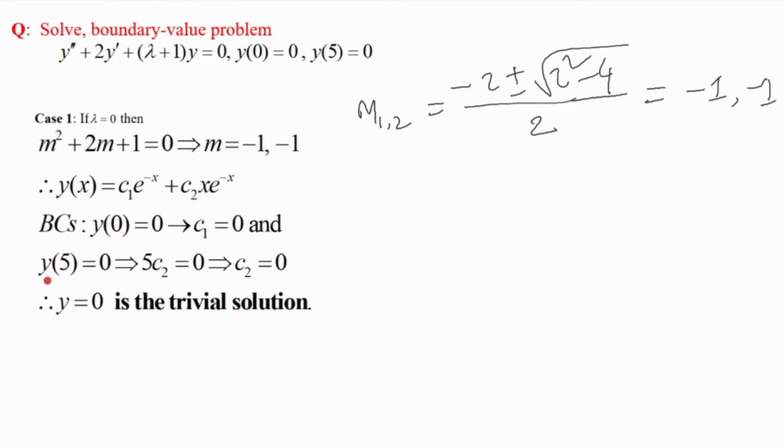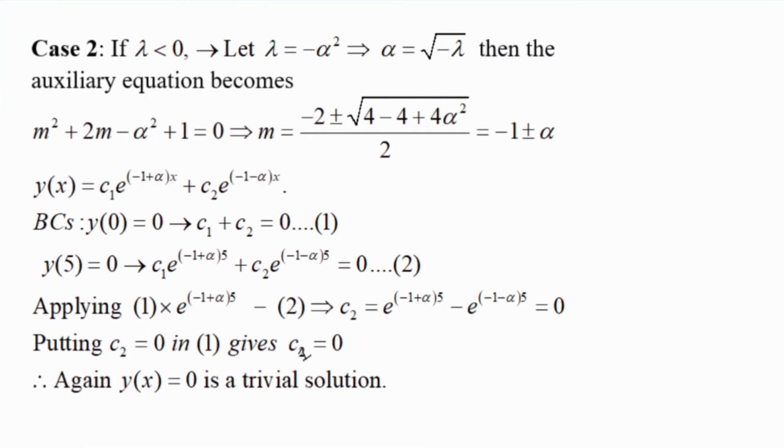Now we apply the second boundary condition, y(5) equals 0, that means x equals 5, we can put here. So 5 C2 e power minus 5. In this case we can say that C2 equal to 0, because e power minus 5 never becomes 0. So in this case we also get the trivial solution, because our obtained C1 and C2 are both 0. Now we can solve this problem with respect to case 2, that means lambda is less than 0.